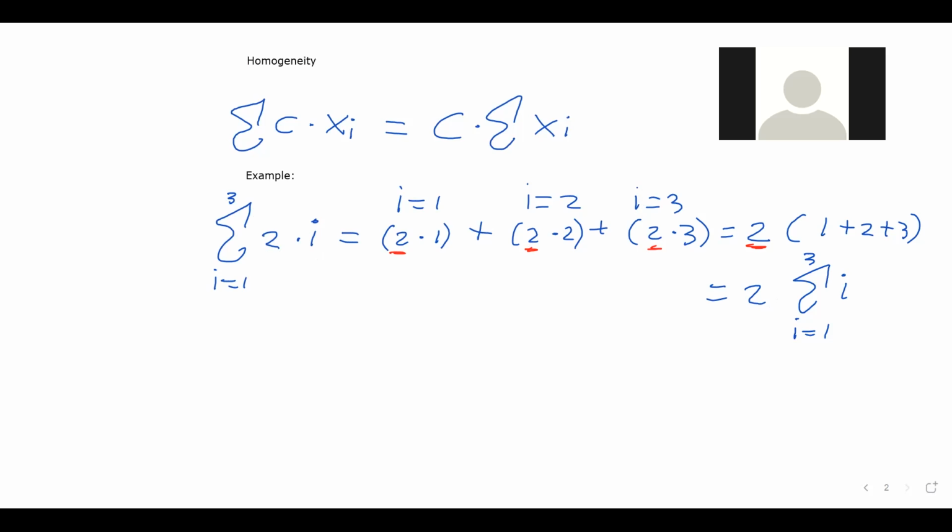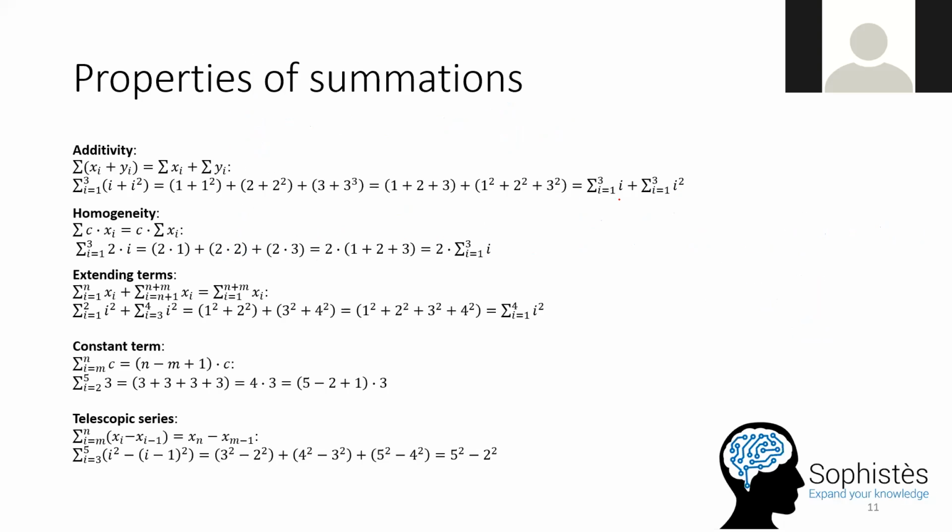Then we go to the next property. And that's the extending terms property. The extending terms property is a bit more difficult, especially the exam questions about it. I have multiple exam questions in the summary, but I think the questions about the extending terms are the most difficult. Let me show you.